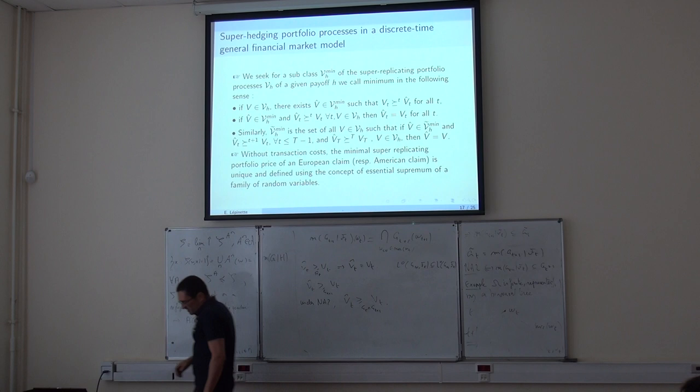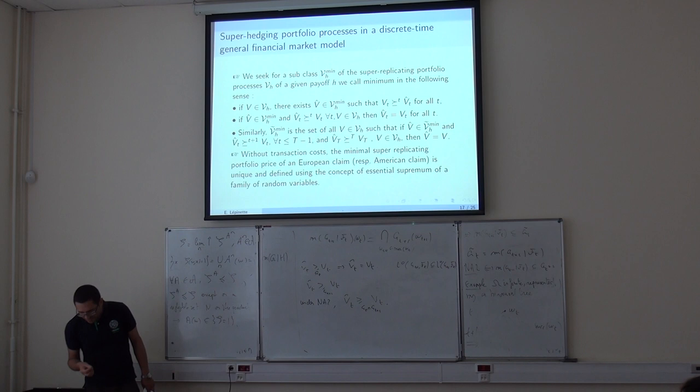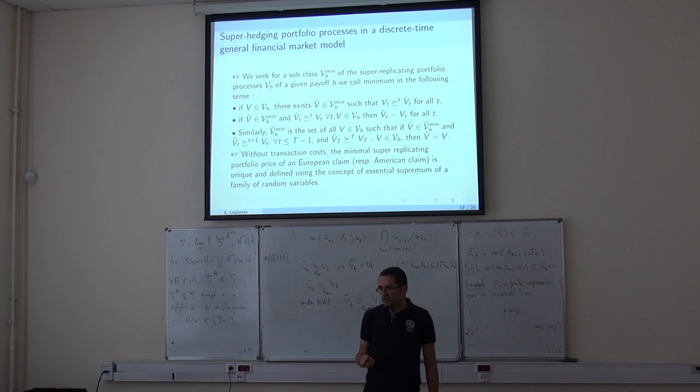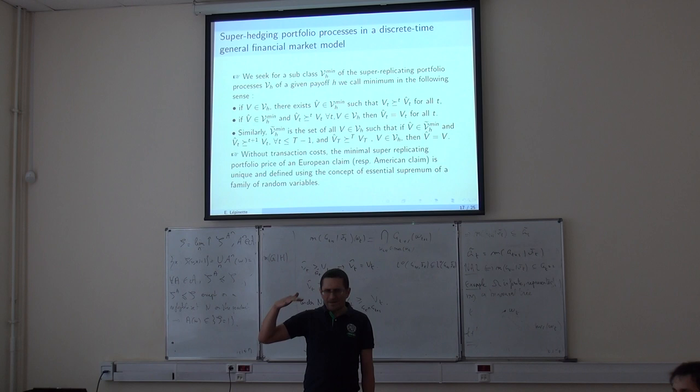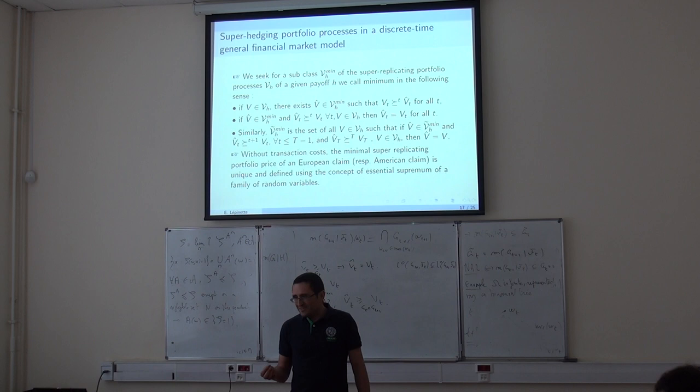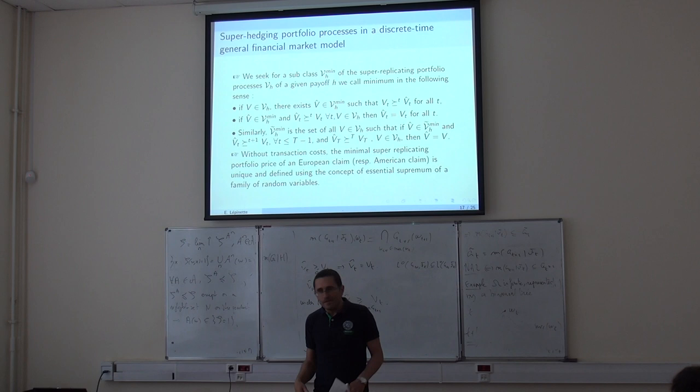Before presenting our main result, I'd like to say that without transaction costs, minimal super-replicating portfolio prices are also considered for European or American claims. In particular, we can show that there exists a minimal price, and we use the famous concept of essential supremum and the Snell envelope for American options, if you remember. So this is very related, but in a multidimensional setting.